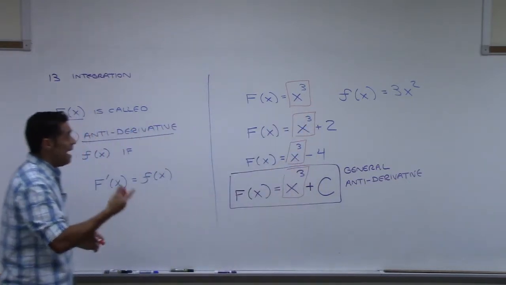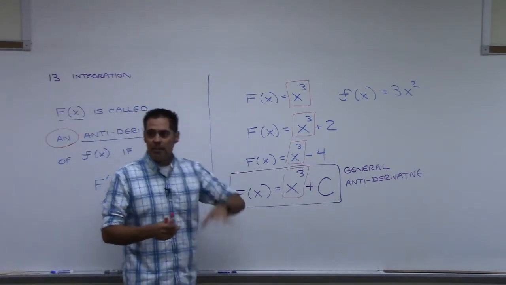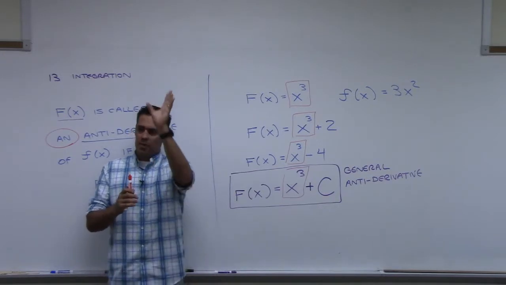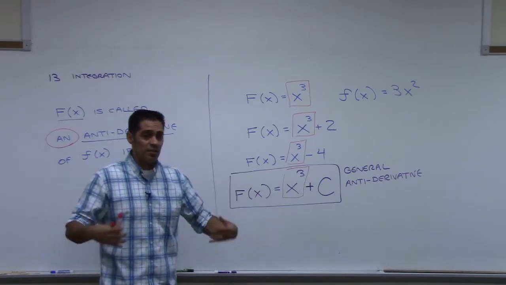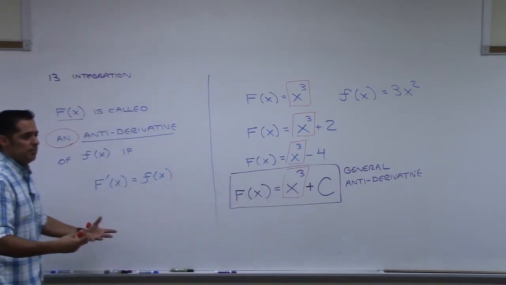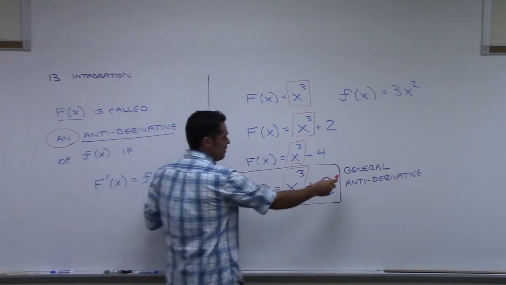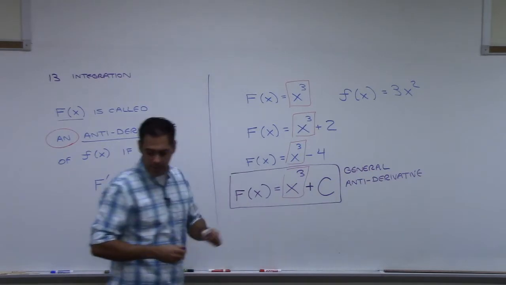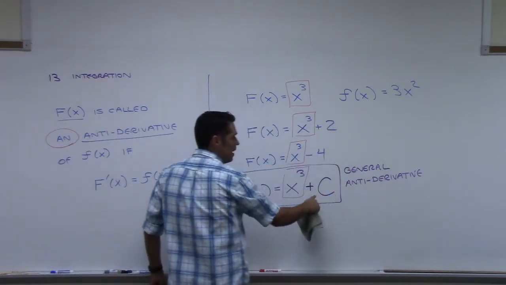So what we wind up having here is a whole family of functions. They all look exactly the same, but they've all just been moved up or down. Okay? So you get this collection of functions. There's an infinite number of them. All right? But the general antiderivative looks like this. So let's try another example where I'm going to give you a function. I'm going to give you a little f, and I'm going to ask you to see if you can find this. All right?